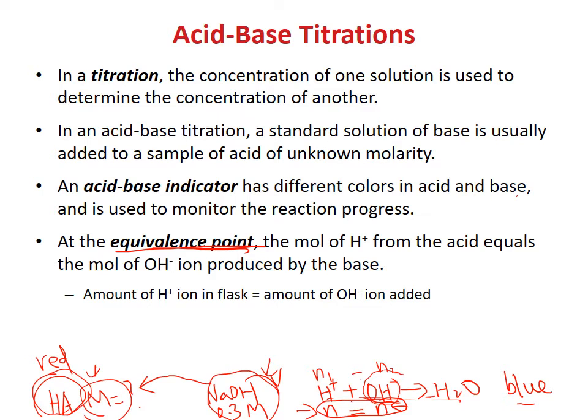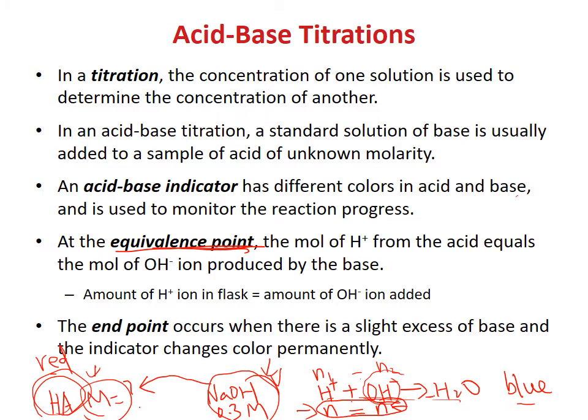base. Okay, now sometimes the indicator changes color not exactly at the equivalence point, and the color change point is called the end point. You want the end point as close as possible to the equivalence point so that you can measure the number of moles of the acid accurately.